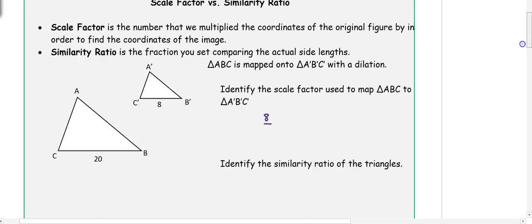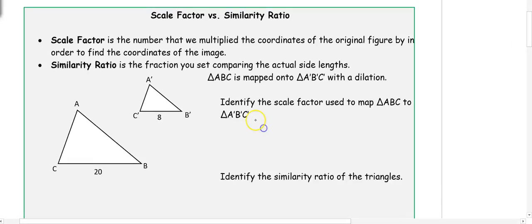So scale factor versus similarity ratio. Scale factor is something that we've talked about the past couple of days and in past units. So scale factor is a number that we multiply by the coordinates of the original figure in order to find the coordinates of the image. So in this case, remember that the letters that don't have a tick mark are going to be our old figure, and with the tick mark is going to be our new figure.